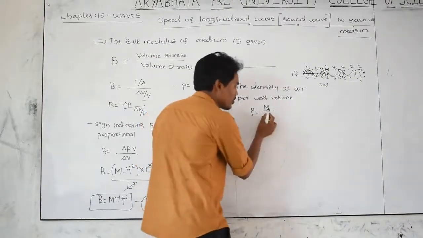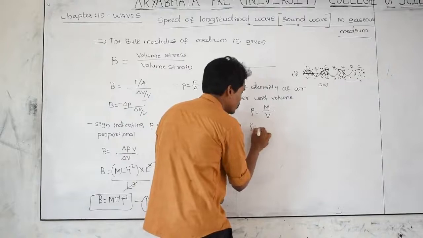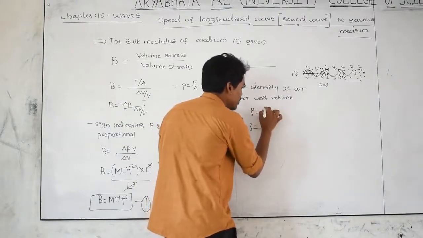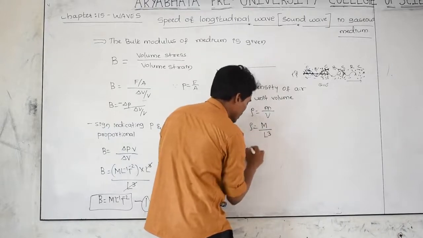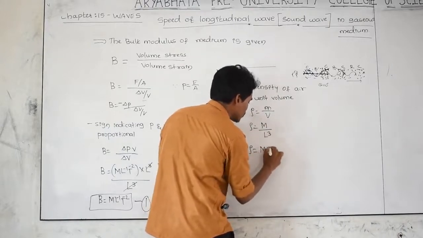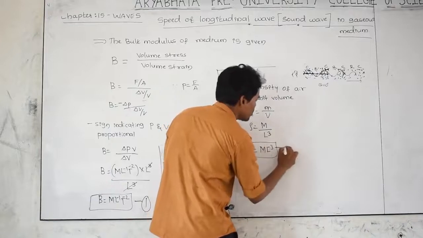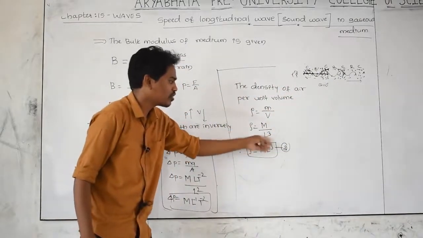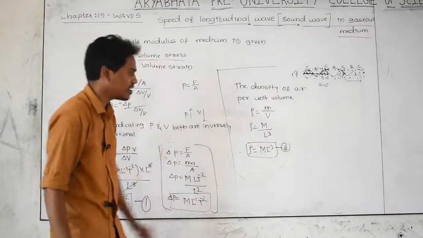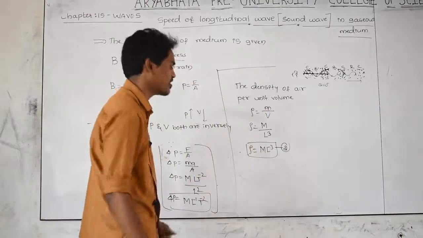Here density is equal to mass by volume, rho is equal to, what is the dimensional formula of mass? Capital M. What is volume? L cube. Then rho becomes M L raised to minus 3. Let us take it as equation number 2. L cube taken to the denominator, M L raised to minus 3, it is equation 2.